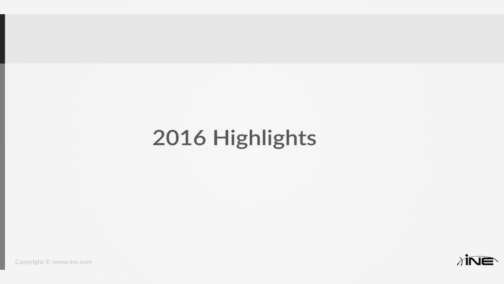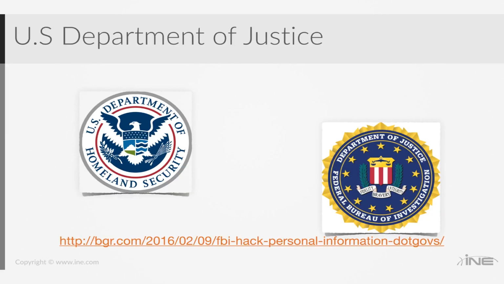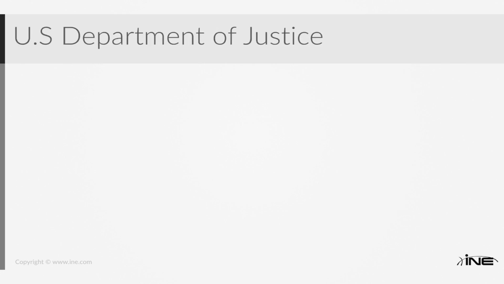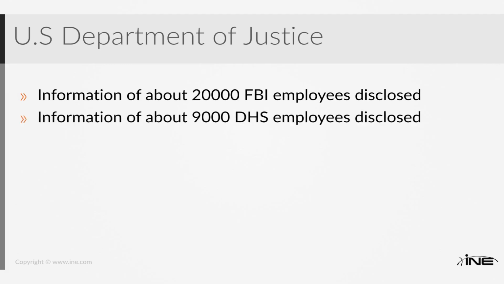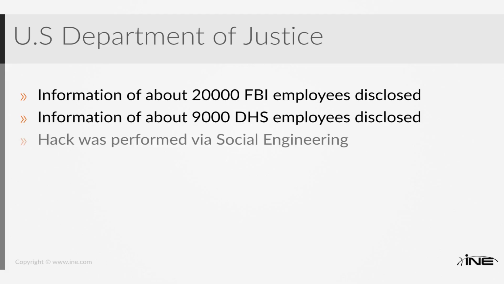All right, so now what's left to talk about is some of the major attacks that we've seen in 2016. So let us begin with the US Department of Justice and Homeland Security Department. You can find the link to one related news post below. And what happened, well, besides the gravity that this is the actual US Department of Justice and Homeland Security, is that information about around 20,000 FBI employees was disclosed, and about 9,000 Department of Homeland Security employees.